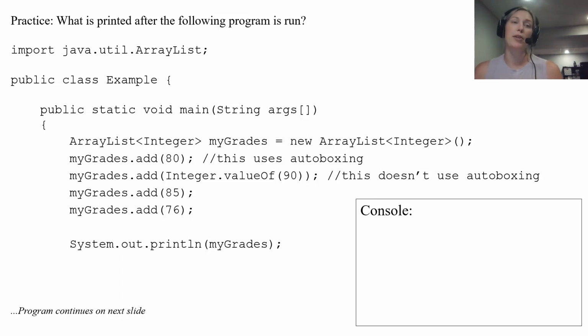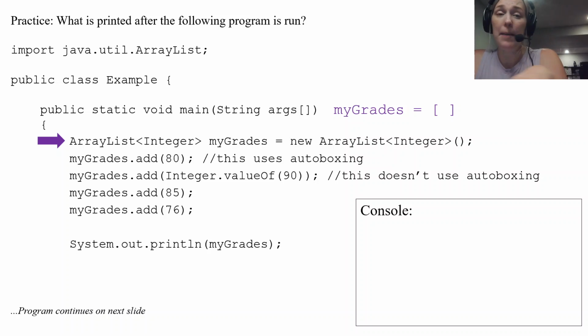Let's see what these several things do. I have my import statement at the top, public class Example. Everything's in the main method right now. I'm going to start off by creating an array list of integer values called myGrades, and it's just empty right now. Then I have myGrades.add(80).